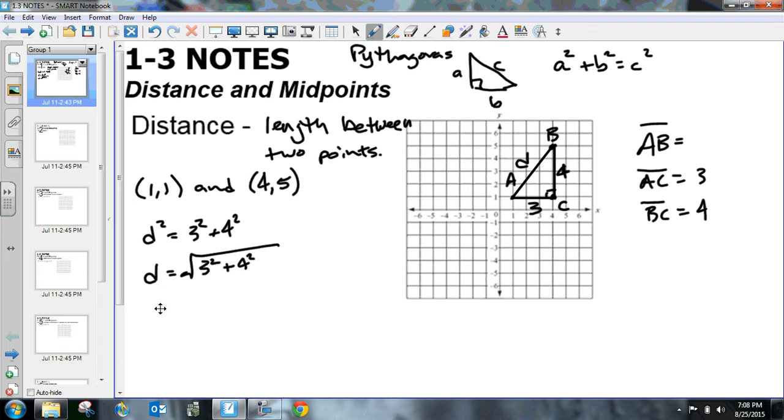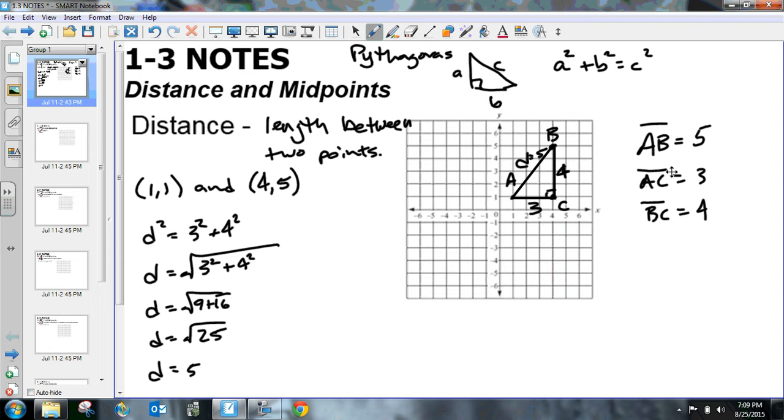Okay, so let's simplify this, and I get D is equal to the square root of 9 plus 16. And so then D is equal to the square root of 25. All right, and we know the square root of 25 is just 5. Okay, so D is equal to 5. So that means that the length AB is a measure of 5 units. And guys, this is a 3, 4, 5 triangle. I am going to talk about the 3, 4, 5 triangle all year long.